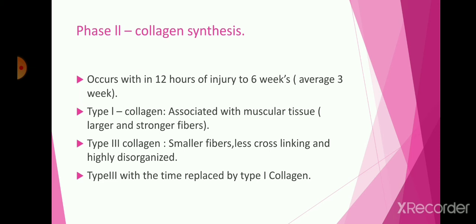First of all, at the injury site, the type 3 collagen forms smaller fibers and cross-linking at the injury site, and this type 3 is then replaced by type 1 collagen fiber, which is associated with muscular tissue, which is larger and stronger fibers. So this type 3 collagen is then replaced by type 1 collagen.